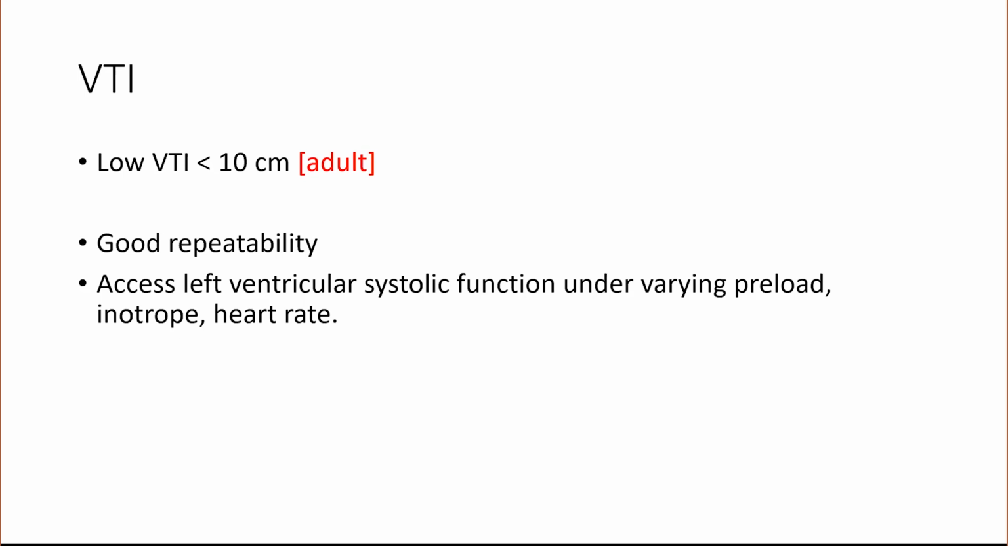What is VTI in adults? It's very easy because they have one number to remember. So in adults, a VTI of less than 10 is considered low VTI. It has good repeatability, and you can assess the left ventricular systolic function under varying preload, inotropes and heart rate. And VTI is just the velocity, that is centimeter per second, times the time, so the unit of that is just a centimeter.